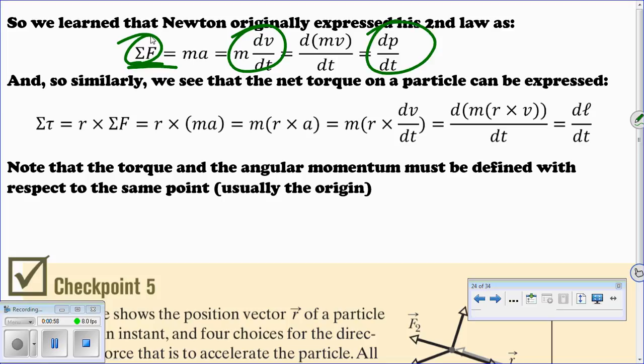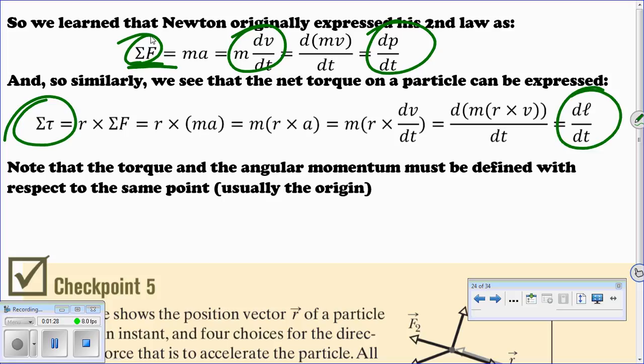Cool? So this chapter, we're talking about the angular counterparts for all the linear stuff that we've done in the past. I'm going to skip through the algebra here because I don't know that it's that enlightening. But what it boils down to is, in the same way that linear net force can be written as the rate at which the momentum changes, net torque can be written as the rate at which angular momentum changes.